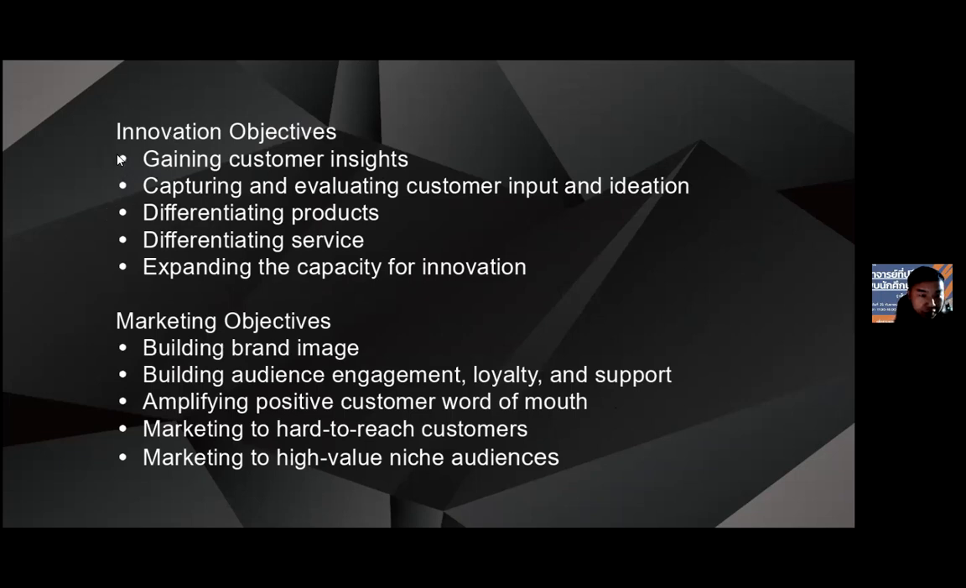the following. The first one is innovation objective: gain consumer insights, capturing and evaluating consumer input and ideation, differentiation of product, differentiation of service, expanding the capacity for innovation. Marketing objective: building brand image, building audience engagement, loyalty, and support, amplify positive consumer word of mouth, marketing to hard to reach consumers, marketing to high volume, next audience.